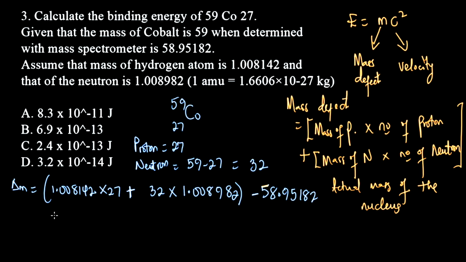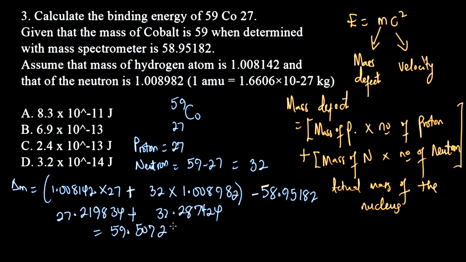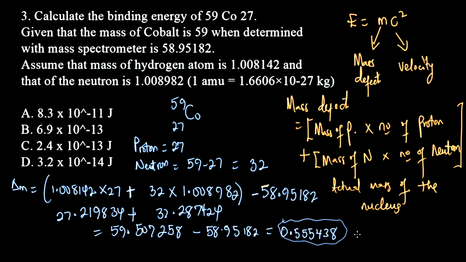So this becomes 27.21984 plus 32.287424. When we add the two together, we have 59.507258. When we remove 58.95182 from it, we have 0.555438. This is the value of the mass defect, but in AMU.